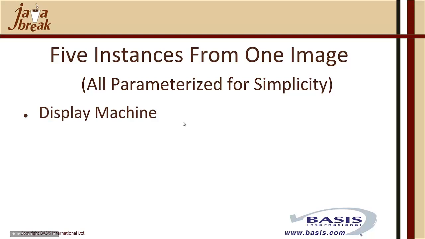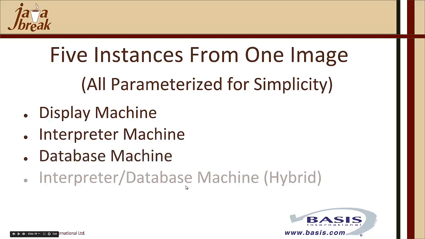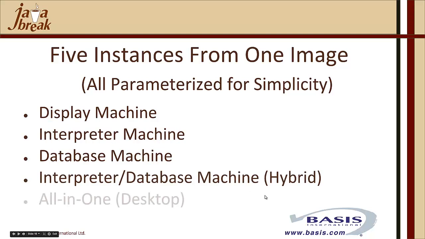The first way is as a display machine. The second way is as an interpreter machine. Third way is a database machine. And of course, then comes the hybrid with the interpreters and database all on a single machine, or the all-in-one machine, sort of the desktop type machine up in the cloud. And all of that comes from one single AMI maintained by Basis, and you just launch it in any one of these 5 ways, and it's pre-configured to run all the software needed to function in these 5 different configurations.